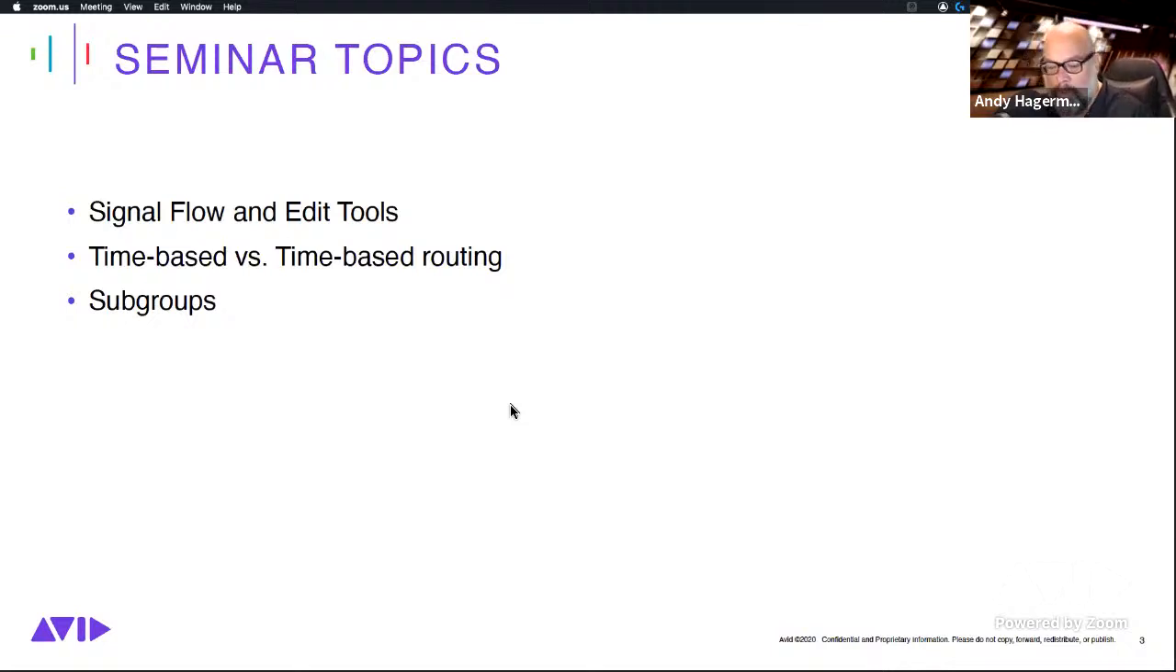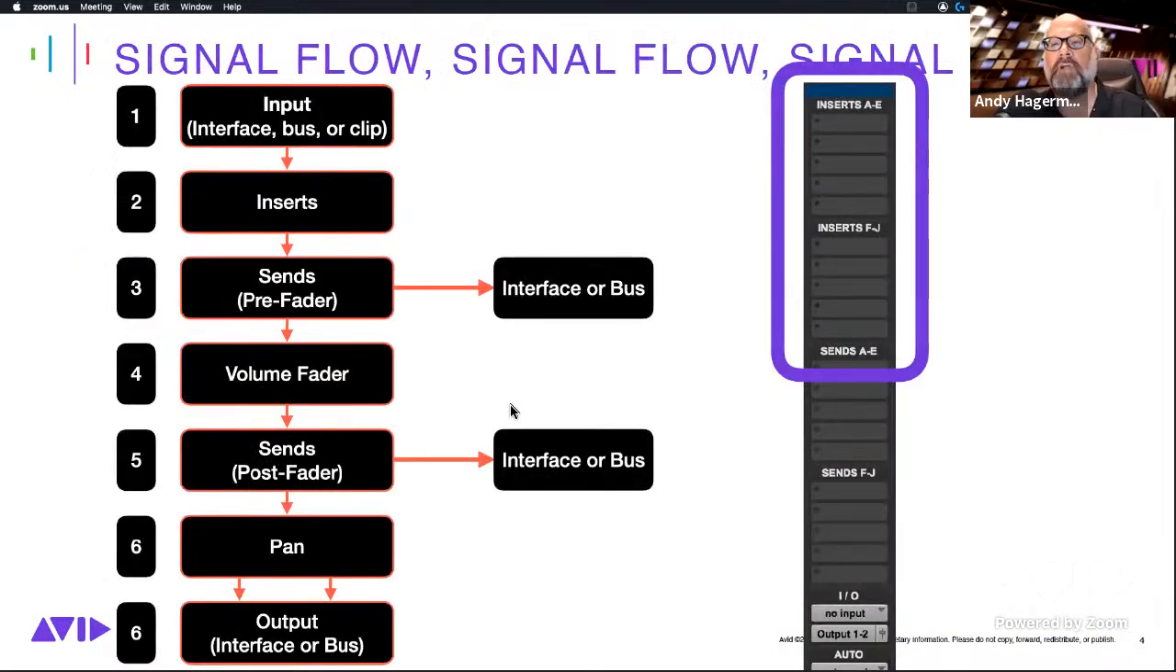So I was thinking about what I want to focus on, and it reminded me of a joke that somebody asked me. What are the three most important things about mixing? Signal flow, signal flow, signal flow. And it's true. If you understand how signal flow works inside of Pro Tools, you can get anything to happen. And if you don't understand how signal flow works, you're not going to be able to get anything to happen. So this is the fundamental understanding that you have to have in order to get mixing to happen.